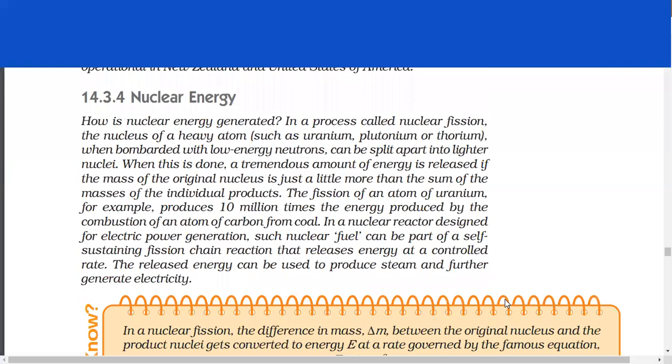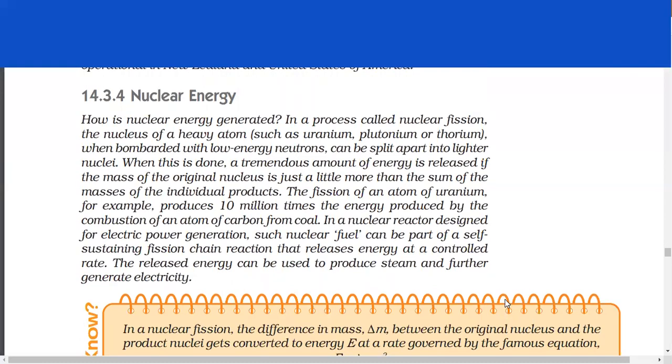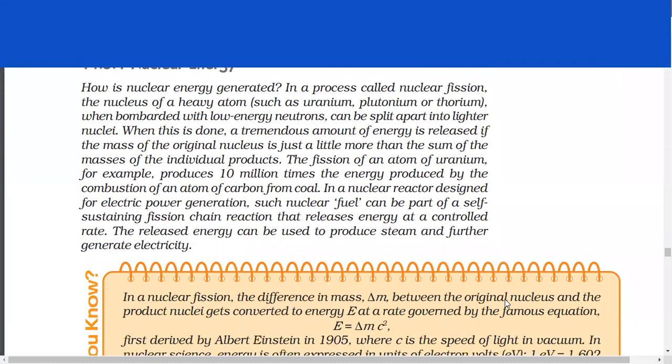Nuclear energy. How is nuclear energy generated? In a process called nuclear fission, the nucleus of a heavy atom such as uranium, plutonium, or thorium, when bombarded with low energy neutrons, can be split apart into lighter nuclei. When this is done, a tremendous amount of energy is released if the mass of the original nucleus is just a little more than the sum of the masses of the individual products.